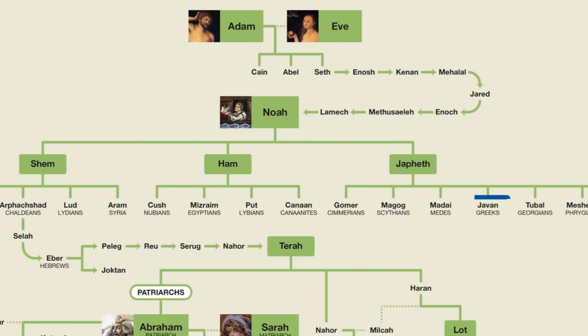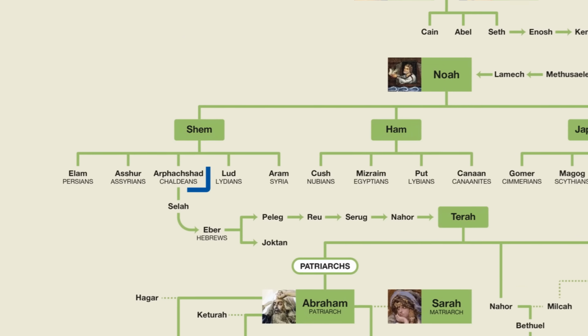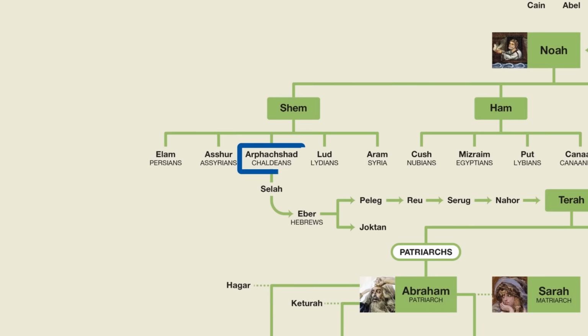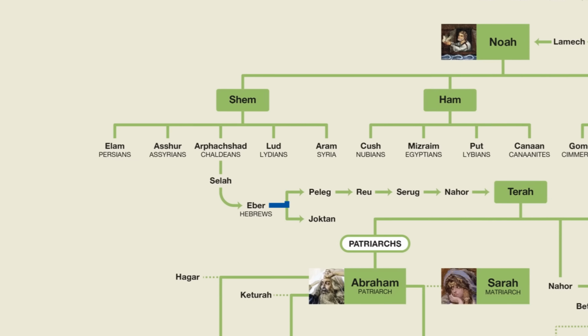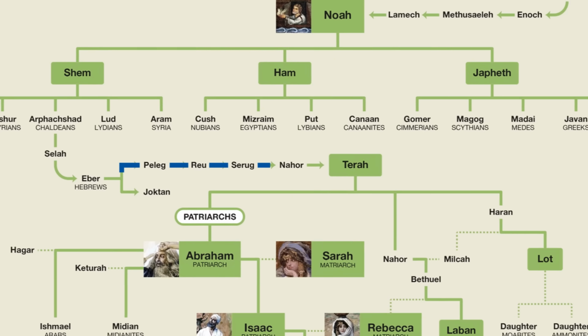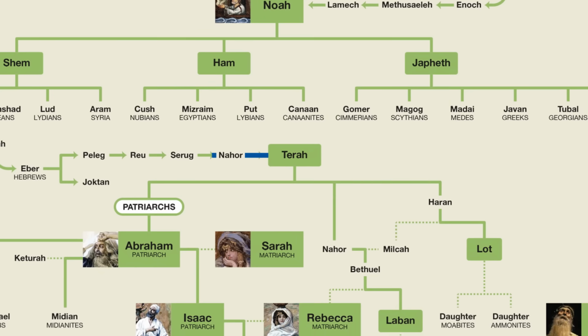But it is in the line of Shem's son Arphaxad that the Bible focuses on. He has a son named Selah, who has a son named Eber, which is perhaps the basis for the word Hebrew. 5 generations down from Eber, we get a man named Terah, who lives in Mesopotamia, which is modern-day Iraq. And he has 3 sons, named Abraham, Nahor, and Haran.